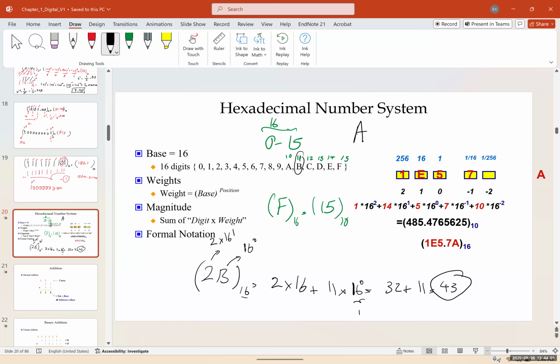Okay, 43. Now I want you to solve this: AB. I want you to convert this hexadecimal to a decimal number.